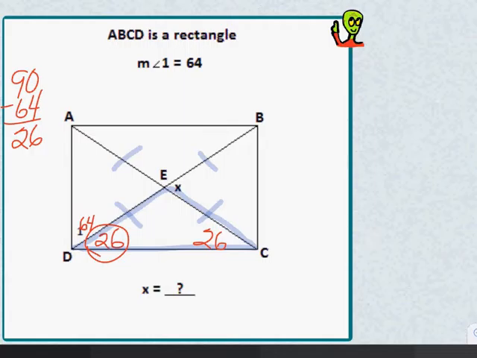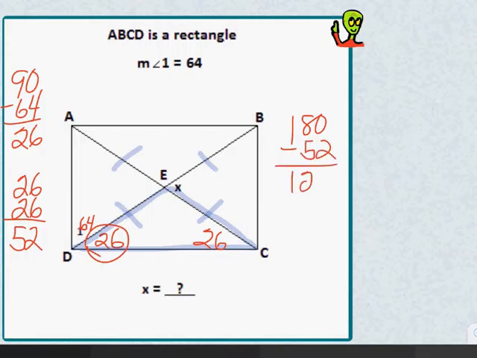Continuing looking at that triangle, we have two angles that each measure 26. We can add those two numbers together. 26 plus 26, so 26 times 2 is equal to 52. Subtracting that from 180, we get the missing angle. The vertex angle of that isosceles triangle is 128, so that's right here.